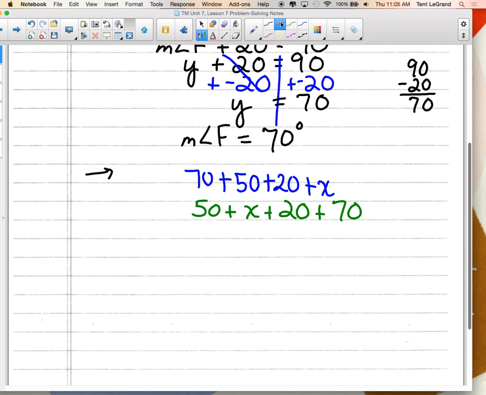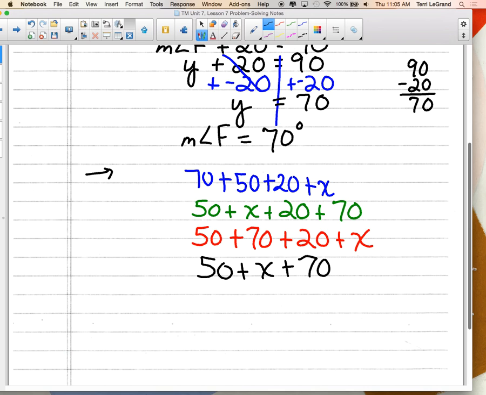Sam, is yours different than either of these? You got one of these? You got Rowan's. Hannah? You have Danny's. Okay. Carly? 50 plus 70 plus 20 plus X. Okay. Anybody have Harley's that didn't have Danny's or Rowan's? Derek has a different one yet. Okay, Derek, what's yours? I have 50 plus X plus 70 and then plus 20.